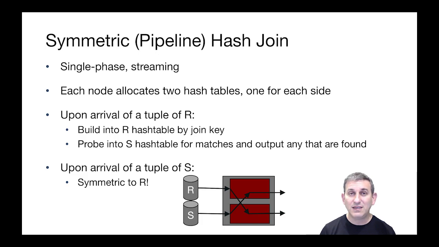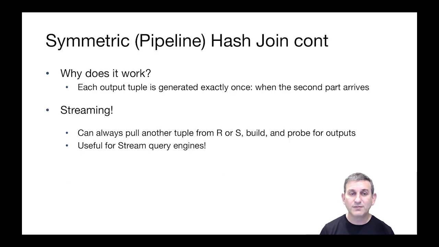And this may surprise you, but this is guaranteed to produce the correct answer for the join. Why does it work? Well, think about it this way. Every output tuple is generated exactly once. It's generated at the time when its second part arrives. Now, which part arrives first is non-deterministic. It might depend on network delays and other things. But once the second half of the tuple arrives, it will find its first half in the opposite hash table and appear in the output exactly once.